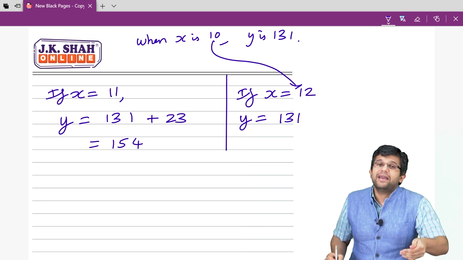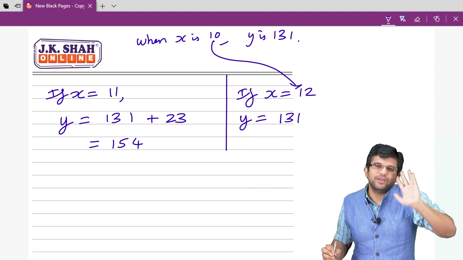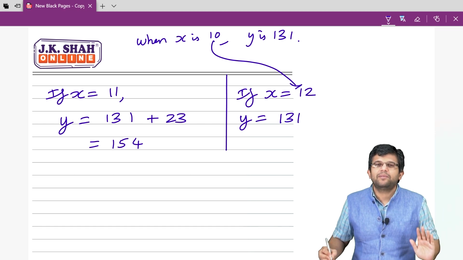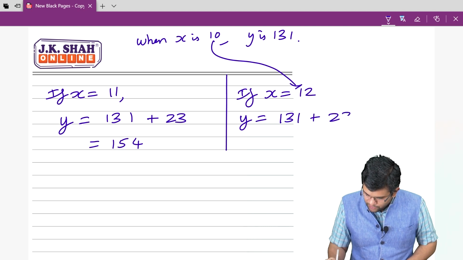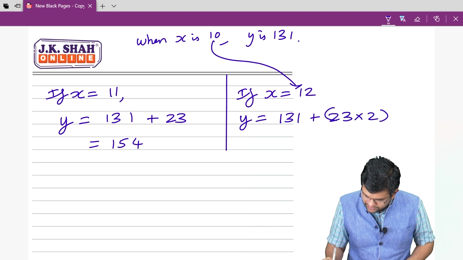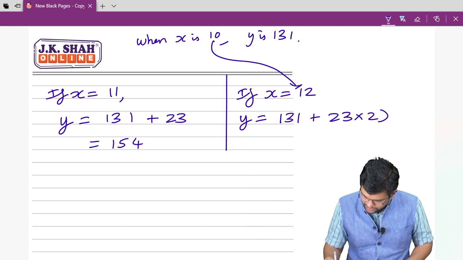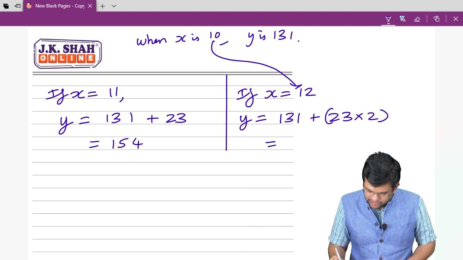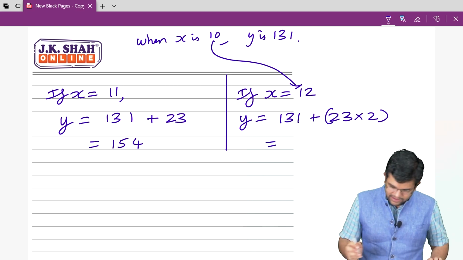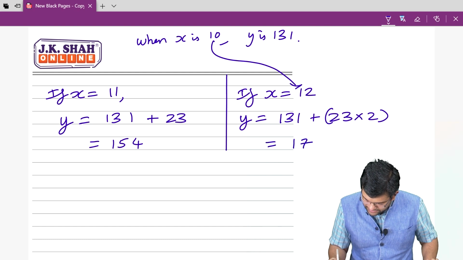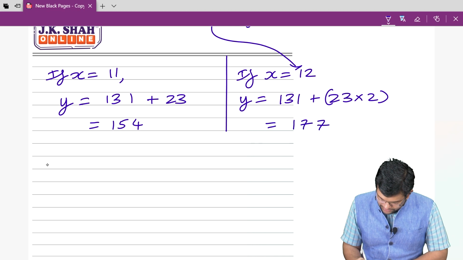Can I say y, which reacts by 23 for every 1 unit change in x, will react by 23 into 2, correct? So it will be 131 plus 23 into 2, just give me a minute, okay? 23 into 2 plus 131 on the calculator, this should go to 177. Okay, this should go to 177. We will take 2 more examples, children.